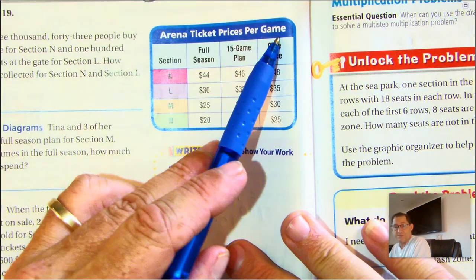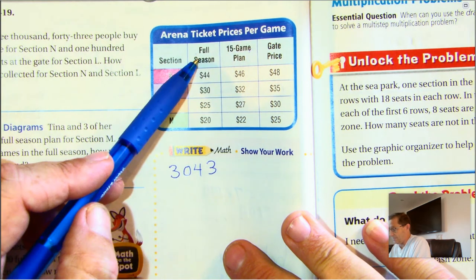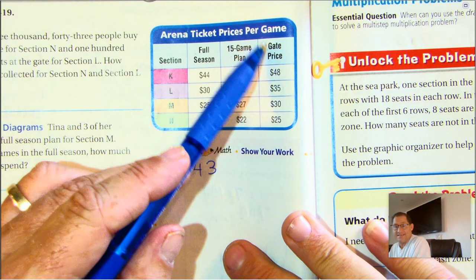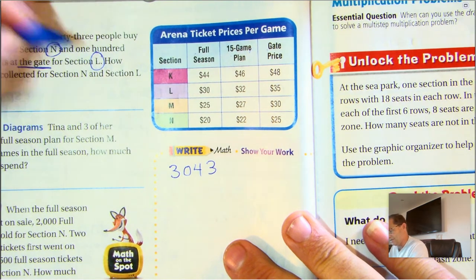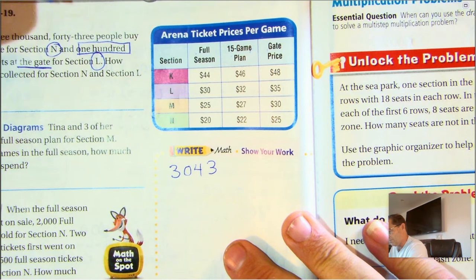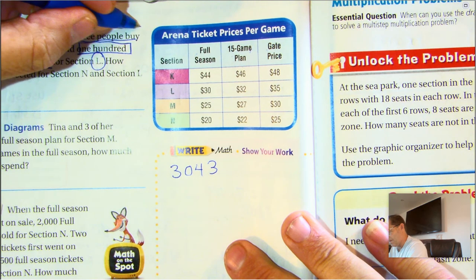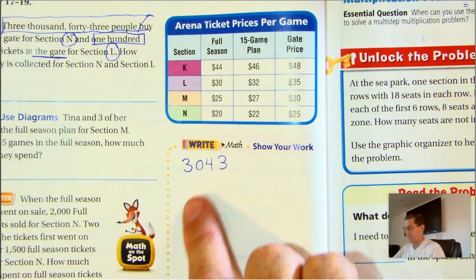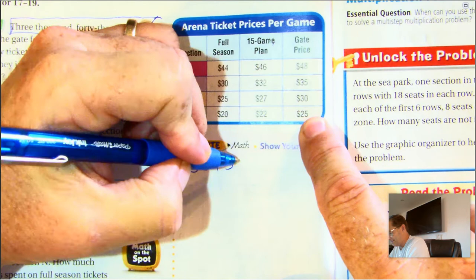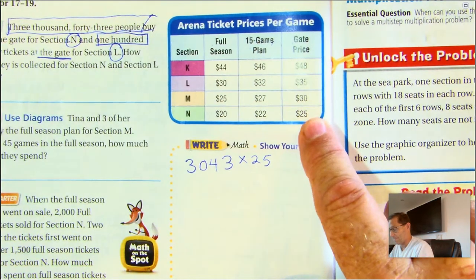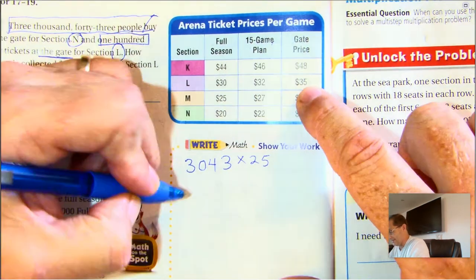So here's our arena ticket prices for games. We have 4 sections. We have 3 different plans. We got a full season plan, a 15 game plan, and paying at the gate. Well, this one said at the gate. So we need section N and section L. We know that there's 100 people for one, and there's 3,043 for the other. So 3,043 bought at the gate for section N. Section L, there were 100 people that bought tickets at the gate.